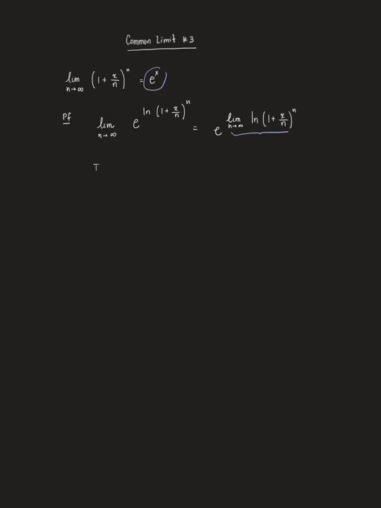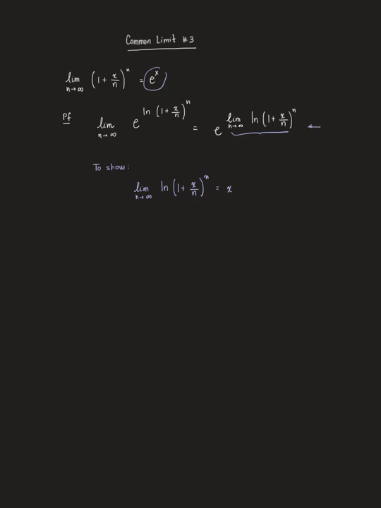I'm going to show that, and we're just going to use L'Hopital's rule. So we're going to show that the limit as n approaches infinity of the natural log of (1 plus x over n) to the n equals x. Once I have shown this, we'll come back to this point, and then we'll see that this will be equal to e to the x, and we'll be done with our proof.